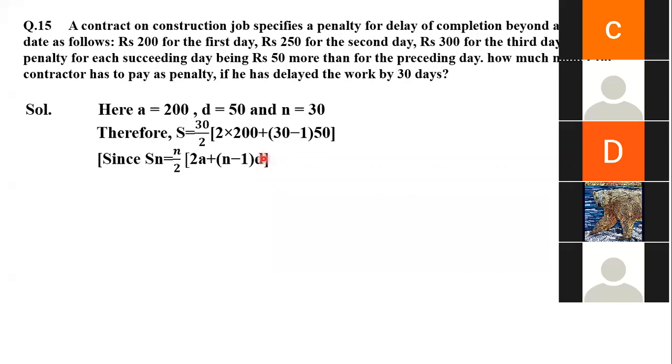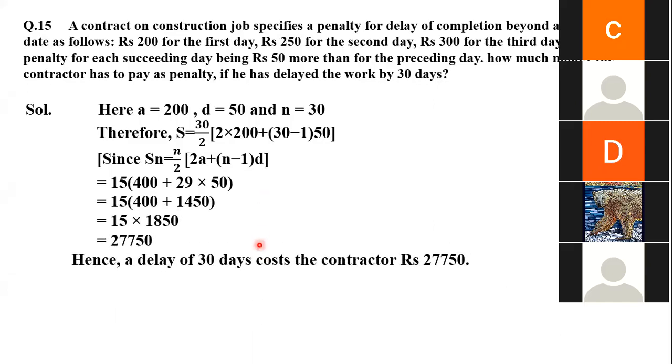Ma'am, I found the answer. Yeah, what's the answer? Who's this? Druvika. Very good, Druvika. What's the answer? 27750. Correct, dear. 27,750 rupees is the penalty they have to pay after 30 days. Have you all got the answer, children? Yes, ma'am. I'm solving, ma'am.